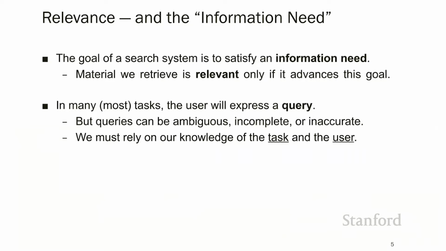In most IR tasks, the user will explicitly provide us with a query that summarizes and expresses their information need. It is very important to note that this query may contain ambiguity, may miss some important details, or might even sometimes ask the wrong question, and that's completely normal. The user may not even be sure what precisely they're looking for. That's why they're searching for something. And so we must rely on our knowledge of the task and whatever we know about the user within the constraints of our application in order to solve IR problems.